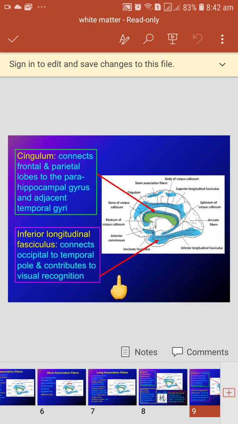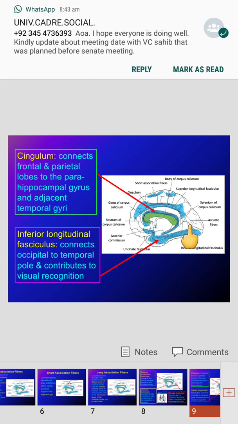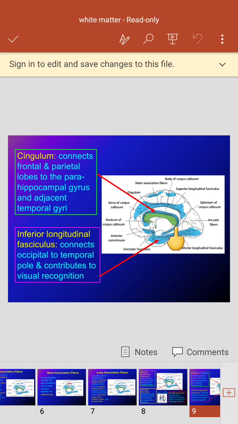Then we have the cingulum. You can see here the cingulum. It connects the frontal and parietal lobes to the parahippocampal gyrus and adjacent temporal gyri. This one is the cingulum just above the corpus callosum. Then we have the inferior longitudinal fasciculus that connects the occipital to the temporal pole and contributes to the visual recognition.